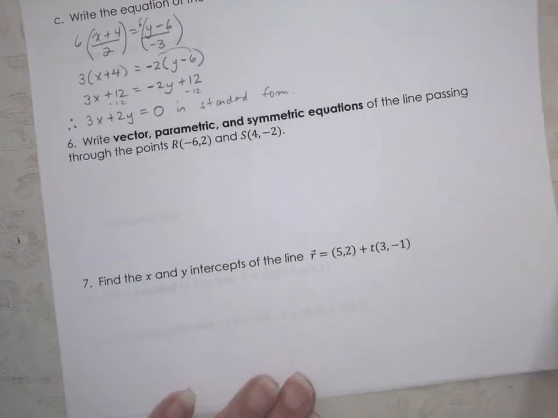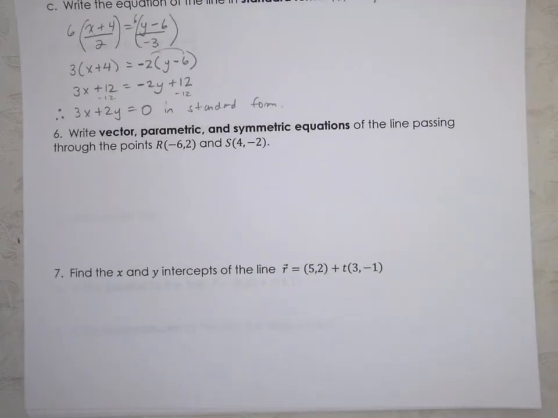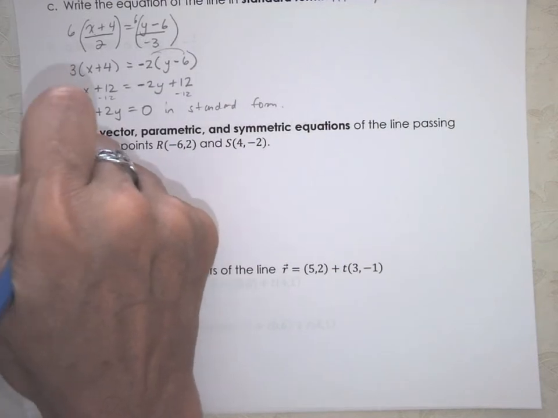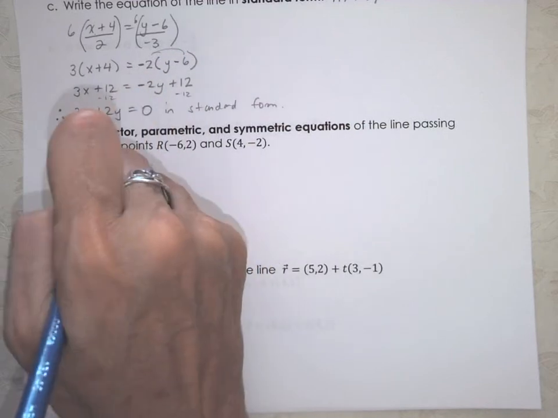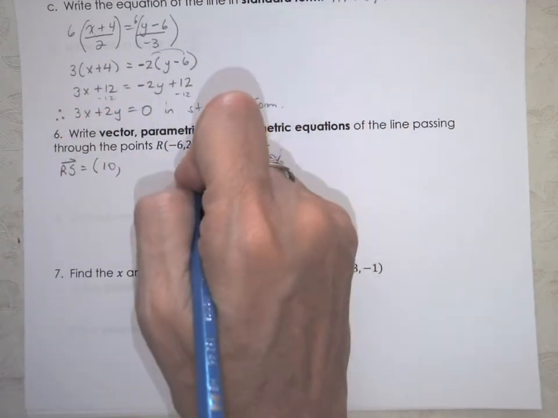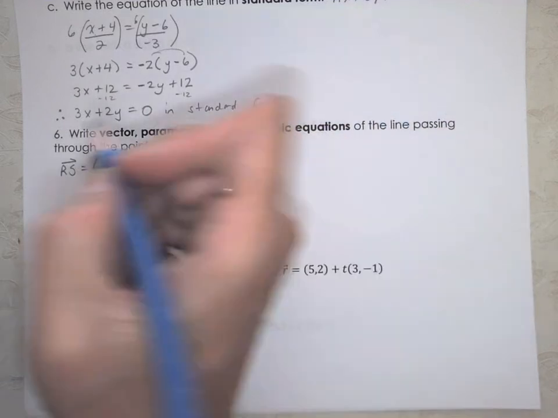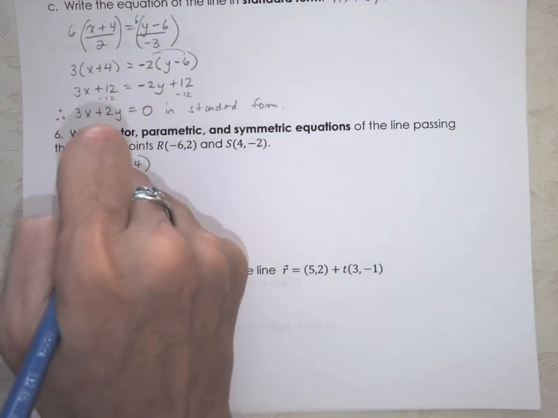Question 6: write vector, parametric, and symmetric equations of the line passing through the points R (-6, 2) and S (4, -2). So the first thing I'm going to do is find the vector connecting R and S to see what direction I'm in. That's going to be (10, -4). I can divide both of those components by 2 and get a smaller scalar multiple. So I'm going to have my direction vector be (5, -2).